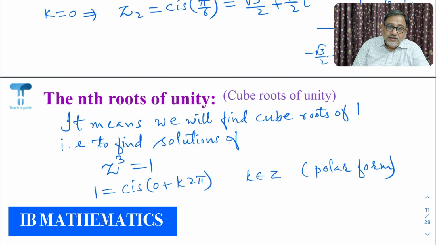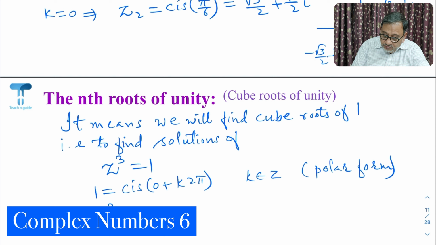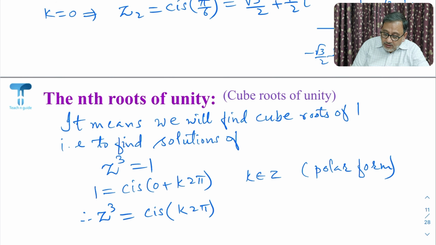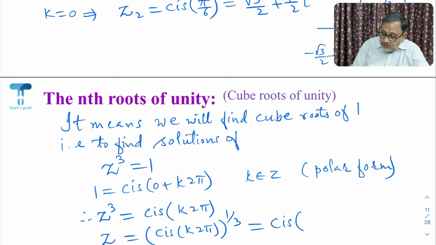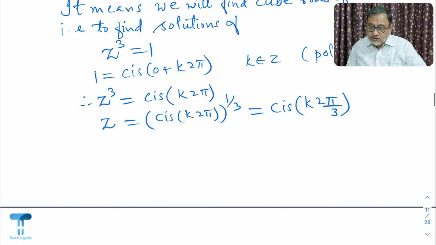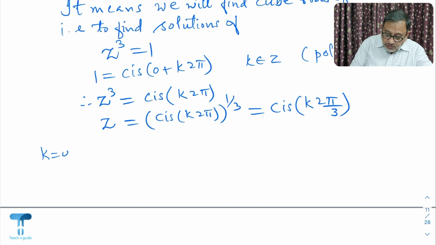Okay, and then therefore z cube will become cis k 2 pi. Therefore z will be (cis k 2 pi) to the power 1 by 3, and 1 by 3 will get multiplied inside the angle, so k into 2 pi by 3. Okay, now here we are going to substitute k is equal to 0, k is equal to 1, and k is equal to 2.